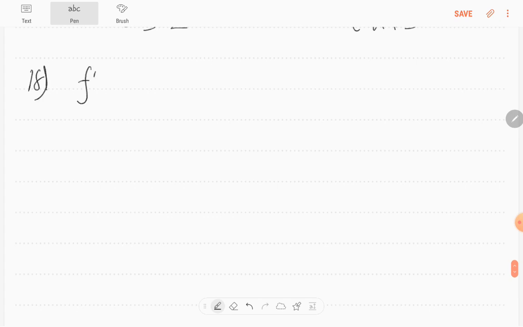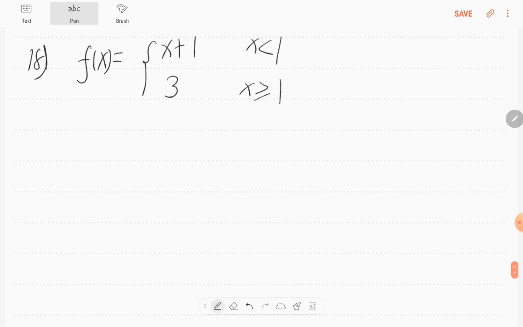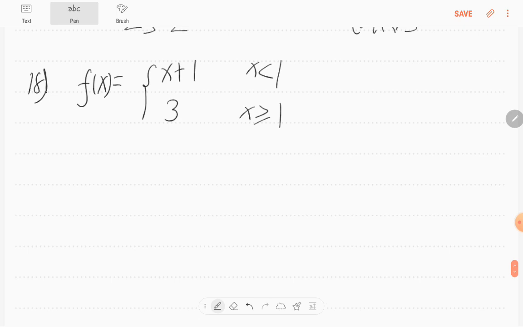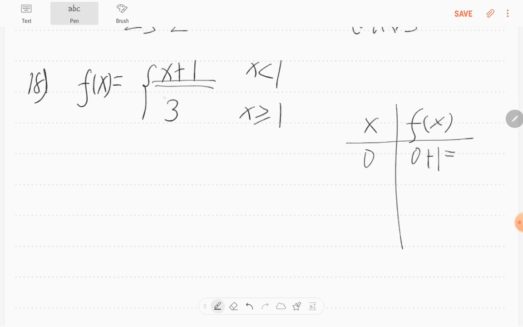Graph the function f of x equals x plus 1 when x is less than 1, equals 3 when x is greater than or equal to 1. So when x is less than 1, f of x equals x plus 1. This is a linear function, we just need 2 points. For example, x equals 0, so it's 0 plus 1, we take this branch since 0 is less than 1, so f is equal to 1. x equals negative 1, so it's negative 1 plus 1, which is equal to 0.